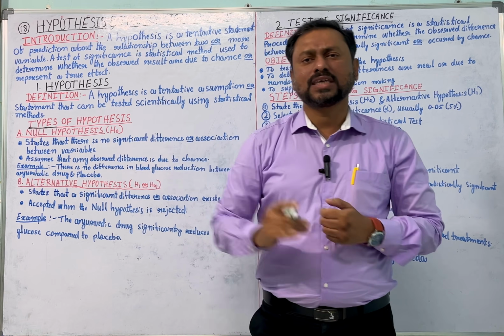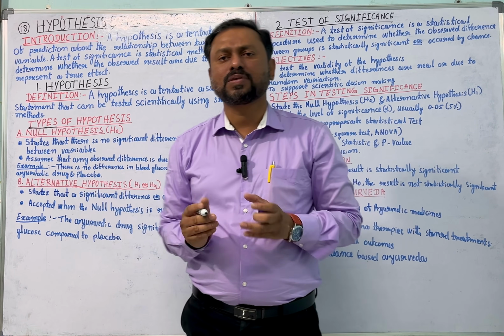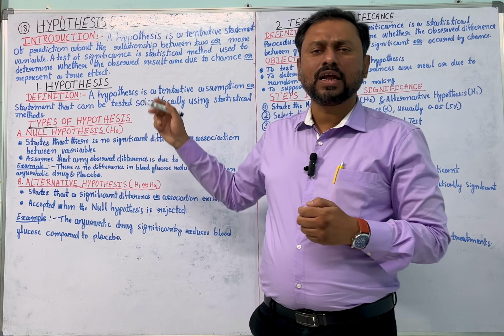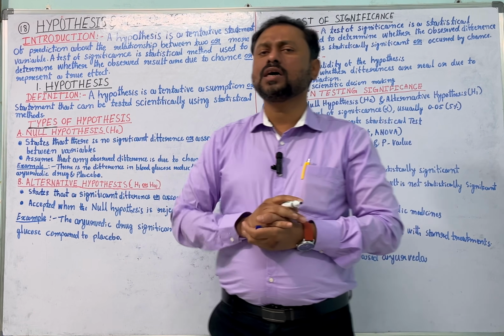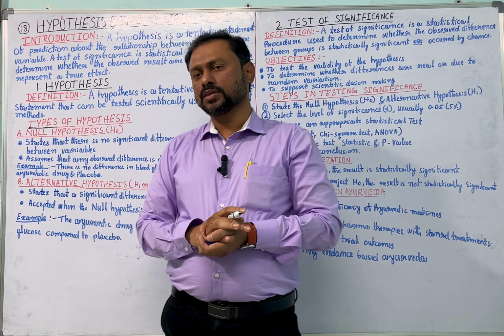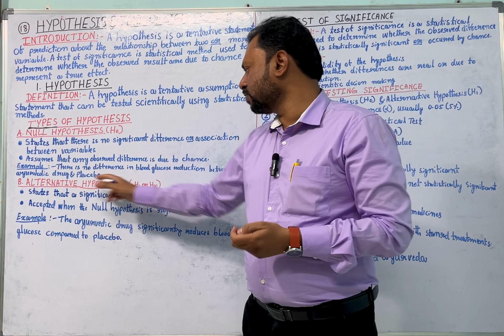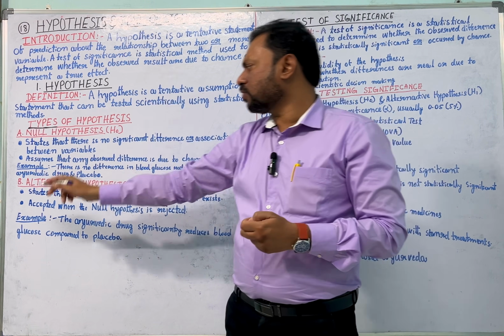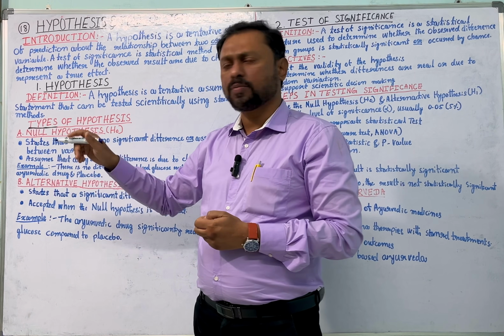This is called the null hypothesis. We represent it as H0. The second one is the alternate hypothesis. The alternate hypothesis we represent as H1 or HA. Now, first of all, what is the alternate hypothesis?